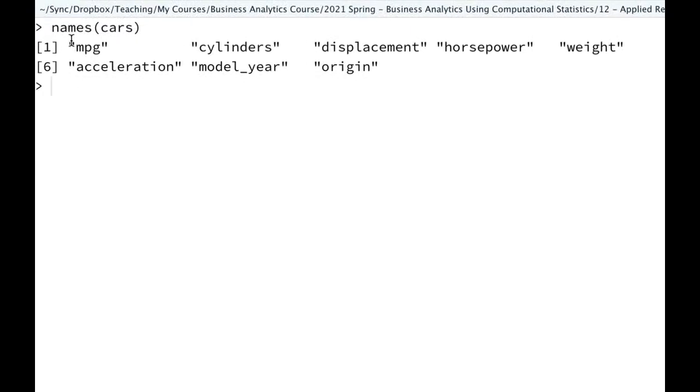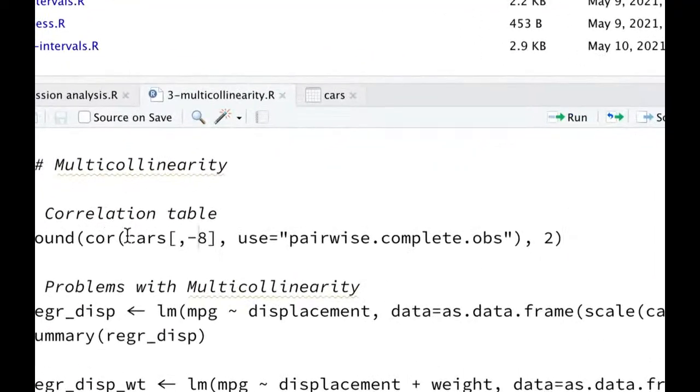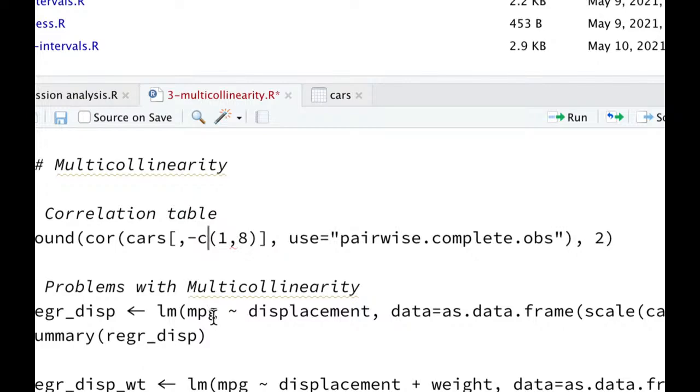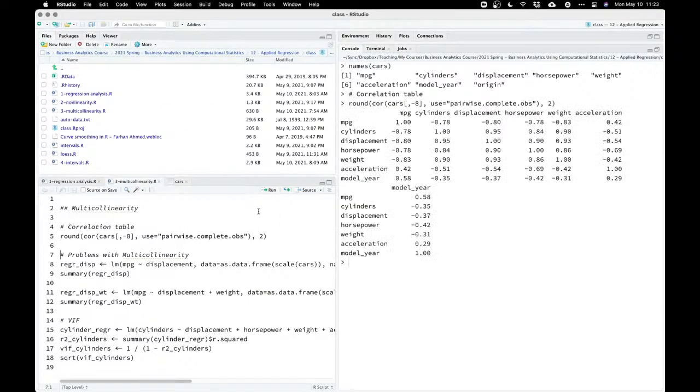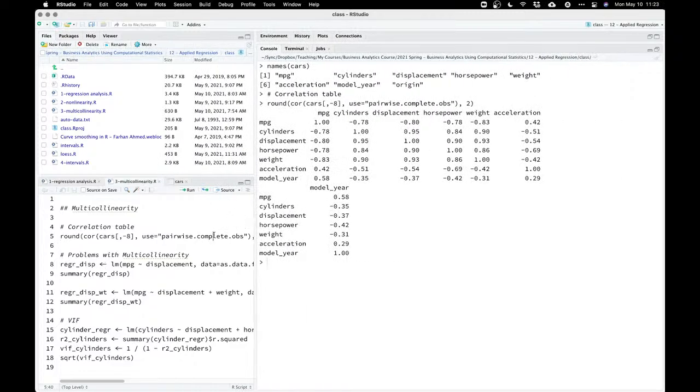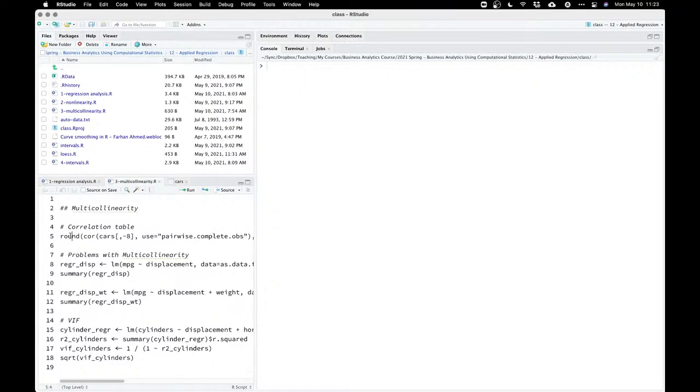Miles per gallon is number 1, and acceleration is number 6. Origin is number 8. So what I'm going to do is remove the 8th. I'm going to look at all except the 8th column. You can do it like this. Cars, and I tell it the columns. -8 means all except the 8th. If I wanted to remove more than one column, I could do it like that. If I want to remove, let's say, 2 columns. But I want to just remove column number 8. And then I'm going to run a correlation. I'll look at the correlations. Okay, let's do that again. A little bit more space.